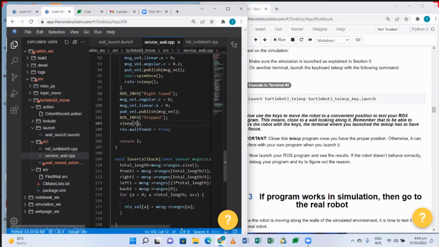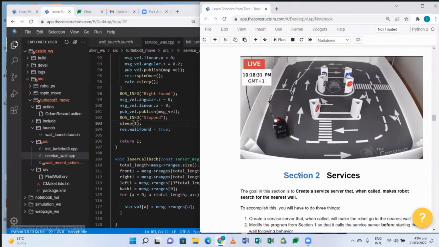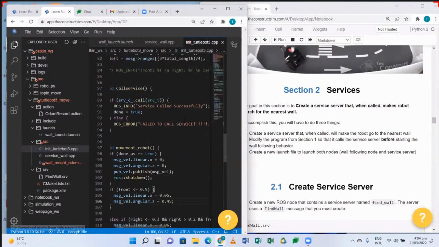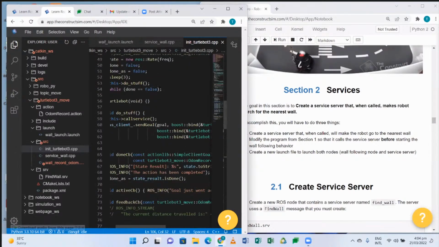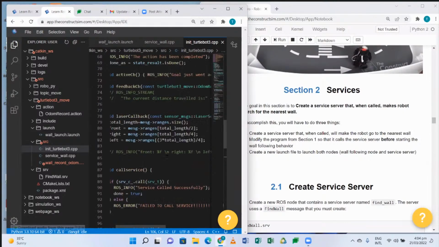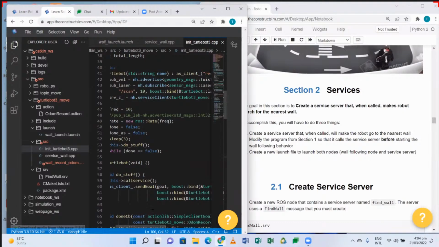Now let's go to the service. Here it is calling the function do_stuff, and here it is calling the call service function. It is a client which calls this service srv_t, which has been described over here.